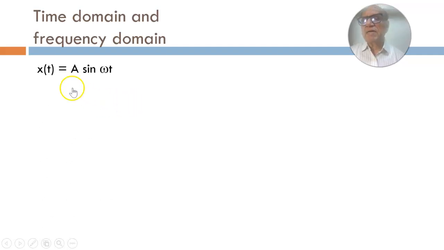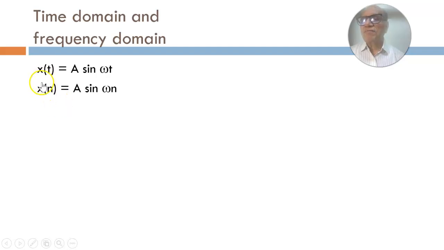So let us start by writing the equation for a signal, which in this case we have chosen to be a simple sine wave. This is of course a continuous time signal, but whatever discussion we make will be applicable to both continuous time as well as discrete time signals. So let us look at both the equations. x(t) is A sin(ωt). The discrete time equation will be x(n) equals A sin(ωn).